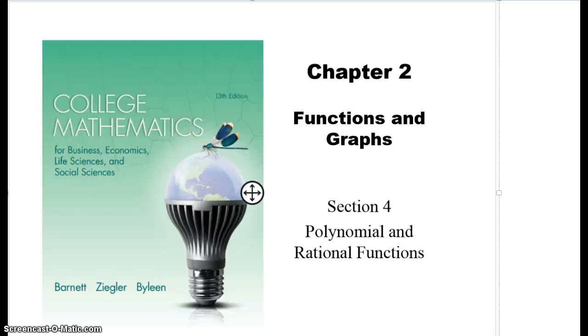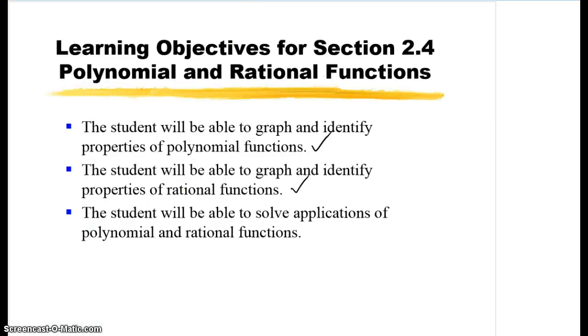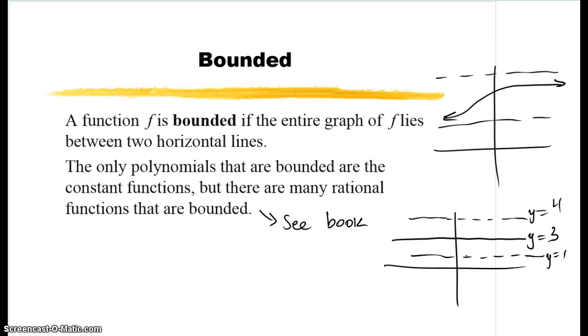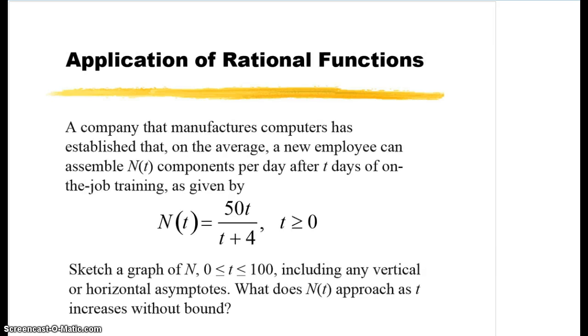Okay, we're still in 2.4, polynomial and rational functions, and we'll now take a look at an application of rational functions. That will be the last example in this section. We looked at bounded already, so here's an application, here's an example.